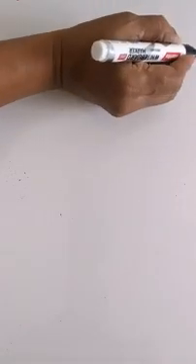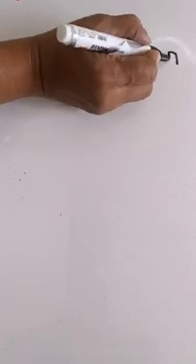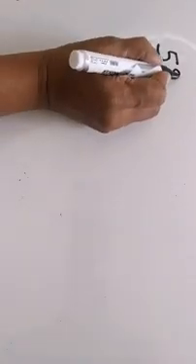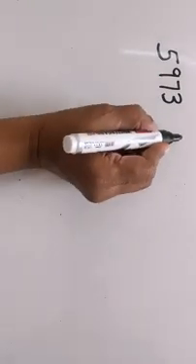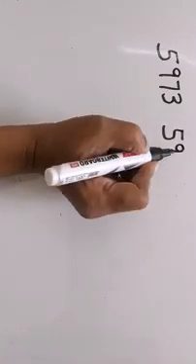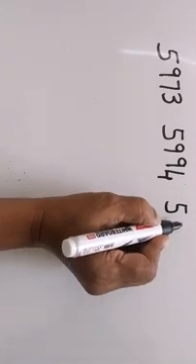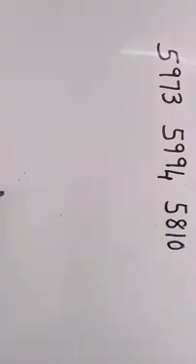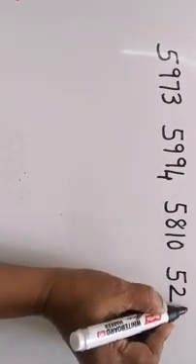Okay. So the first number is, it's too high. Let me just come a little over. Yes. So the number is 5973. Next number is 5994. Next number is 5810. And finally my next number is 5214.